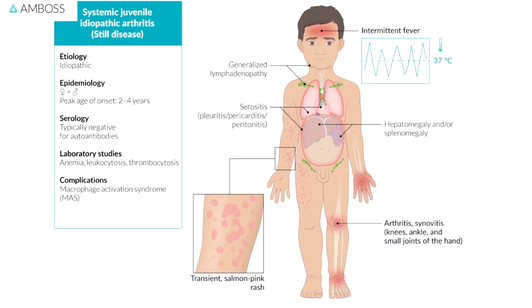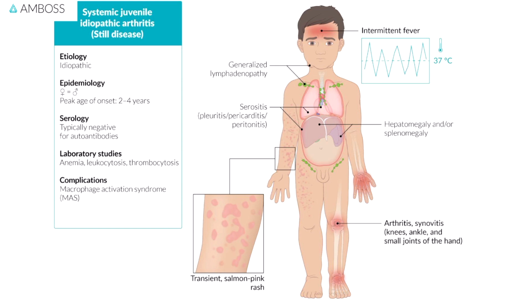Here's an image representing a child with systemic JIA. Patients present with arthritis that affects 2 or more joints. Extra-articular manifestations include salmon-colored rash, generalized lymphadenopathy, hepatosplenomegaly, and serositis. Laboratory results will show anemia, leukocytosis, and thrombocytosis.